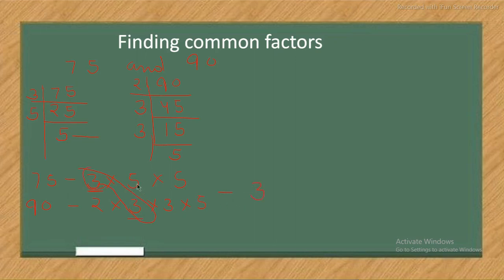And now see with 5. 5 is the prime factor of 75 and also the prime factor of 90. So 3 and 5 are the common factors of 75 and 90. In this way you can find out the common factors. I can show you one more example.